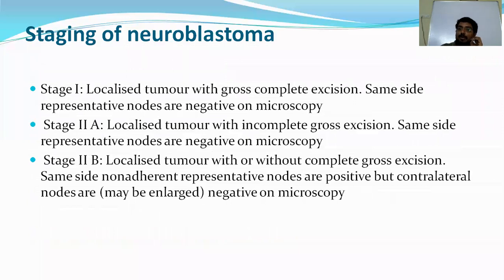And the staging of neuroblastoma. Stage 1 is a localized tumor with gross complete excision, and the ipsilateral representative nodes are negative on microscopy. Stage 2A and 2B: 2A is a localized tumor with incomplete gross excision, where the sampled nodes are microscopically negative. Stage 1 is a complete excision; here it is an incomplete excision. And 2B is a localized tumor with or without complete gross excision.